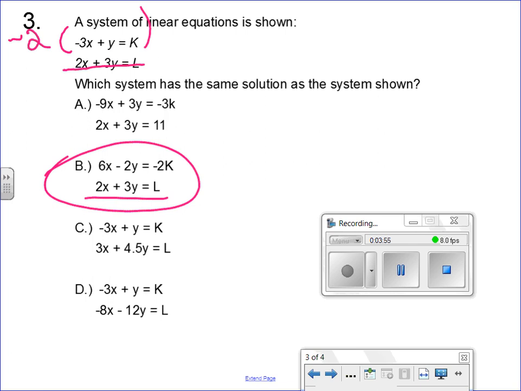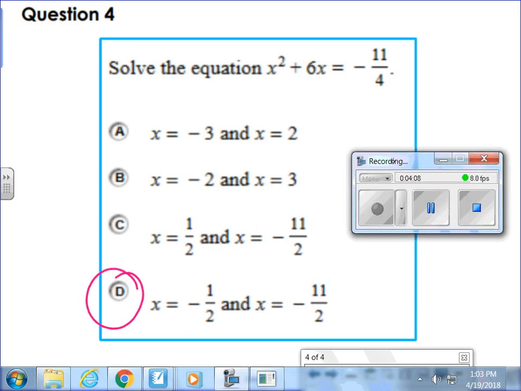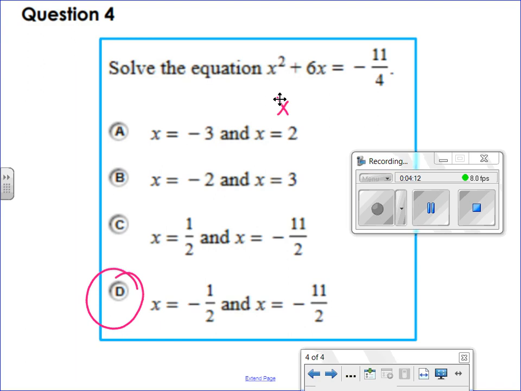And then 4. Would somebody like to give their answer a try? Jaden? Good. How did you get that? I used the quadratic formula. Quadratic formula definitely would work. So she probably added her 11 over 4 over to the side, and then she assigned A, B, and C values and used the quadratic formula. Do you want to know something? Desmos could have got this answer for you.